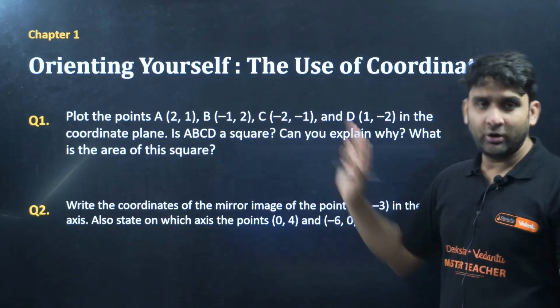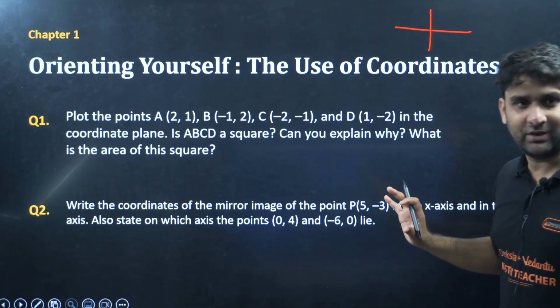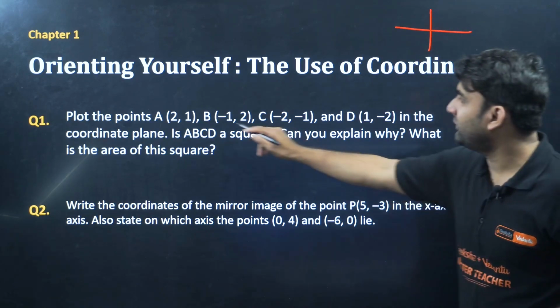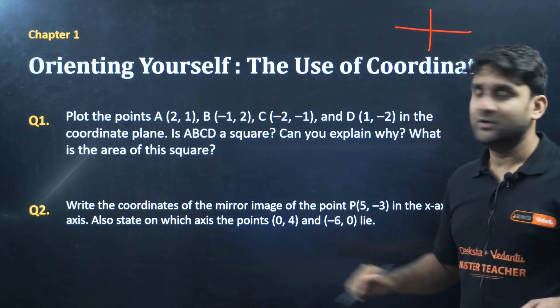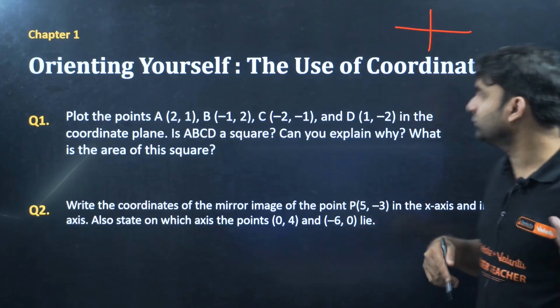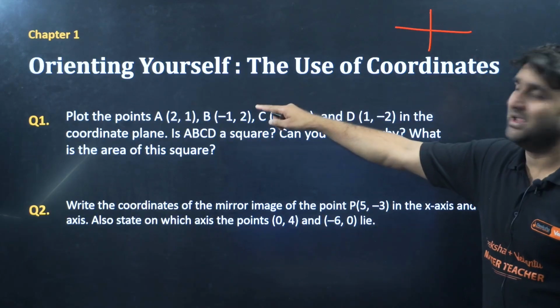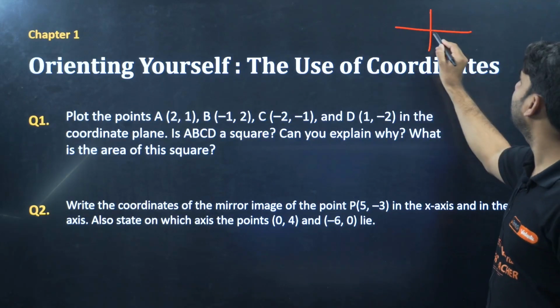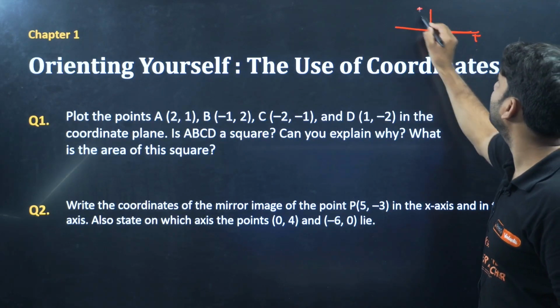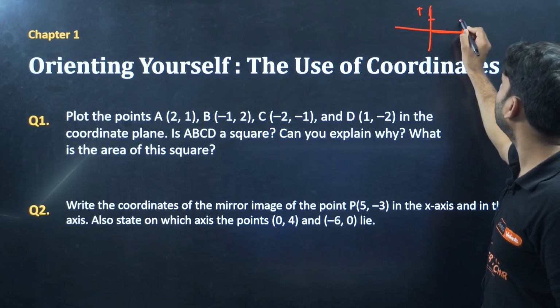So you have 4 coordinates, and you have to represent them on the Cartesian plane, the coordinate plane. The first coordinate A is (2, 1), so the x coordinate is 2 and the y coordinate is 1. Both the values are positive, so it is clear that point A will lie in the first quadrant, because the first quadrant is made up of positive x and positive y. So let's say 2 here and 1, the point will lie somewhere here.